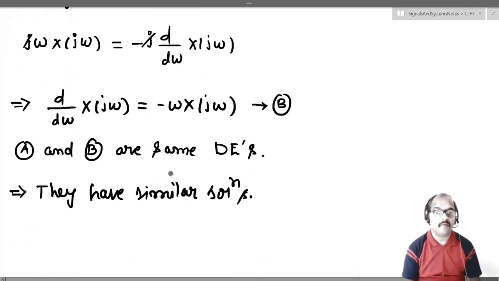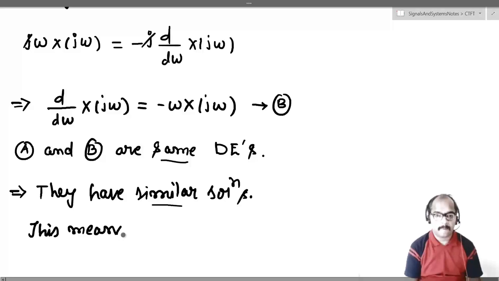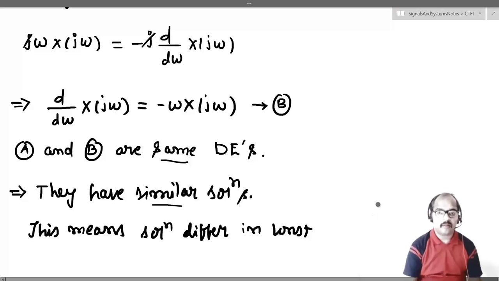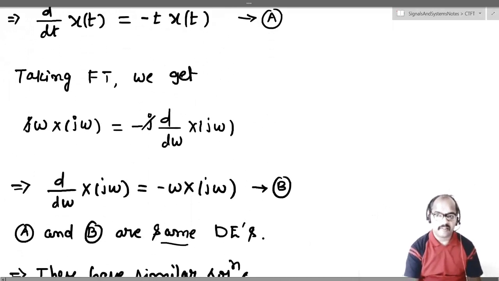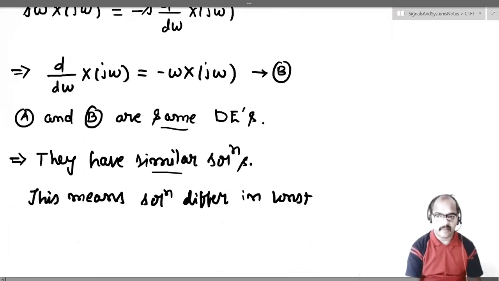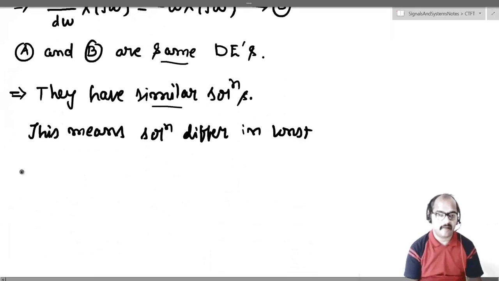So they differ in what? That's why note that here I used same, but when one solution comes into the picture, I say similar solution. So what does this mean? This means the solutions differ in a constant. So what is the solution of equation A? That is x of t, which is 1 by root 2 pi e power minus t square by 2.